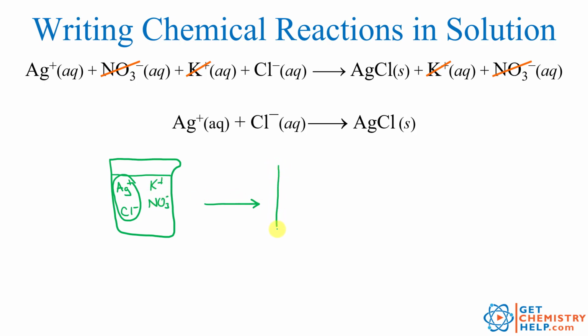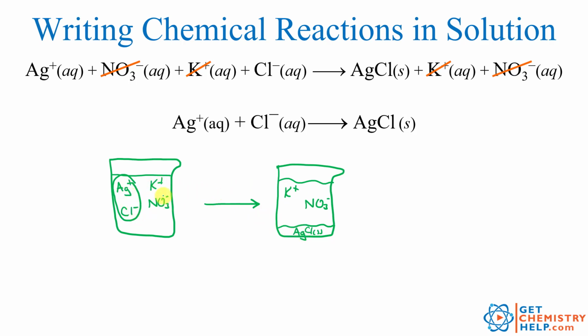So now in our products beaker, it's going to look like this. The silver chloride has combined and made a white solid here on the bottom of our beaker. But the potassium ions and the nitrate ions are still swimming around in solution. So you can see that the only species that actually contributed to the reaction were the silver and the chloride, combining to make the silver chloride.